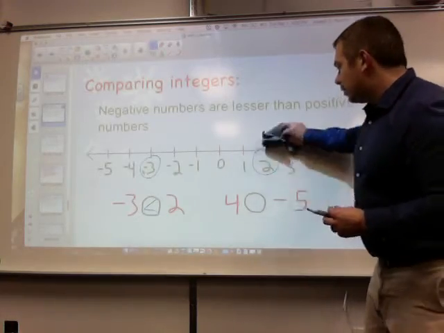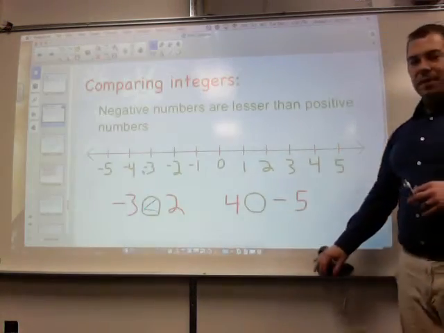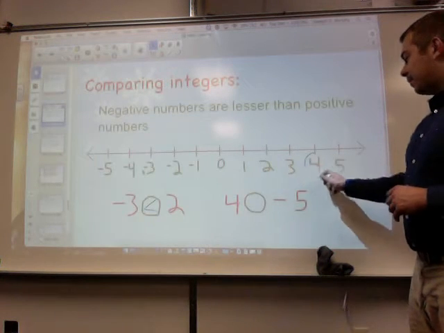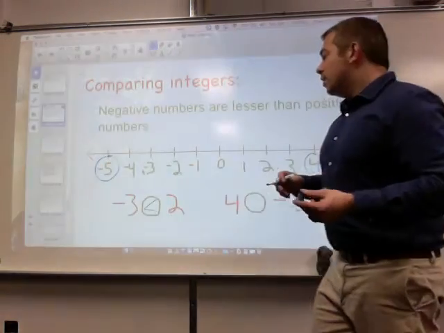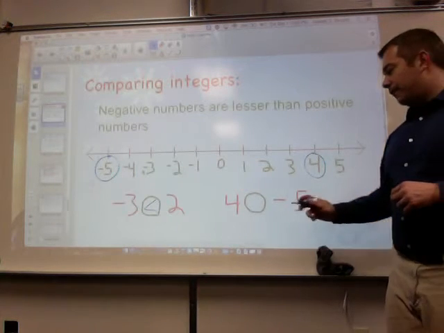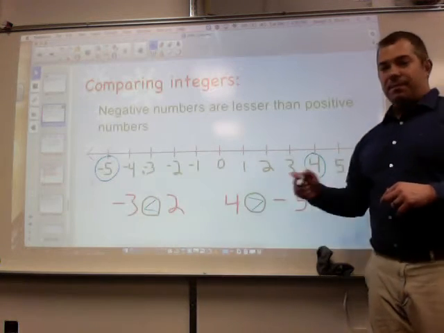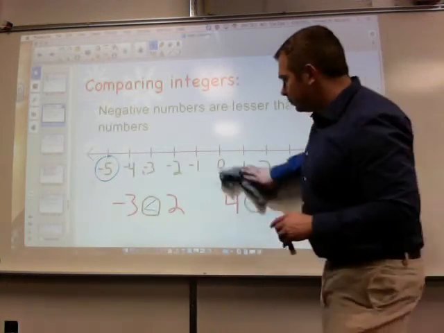All right. The next example I have up here is 4 comparing to -5. Well, 4 is a positive number right over here, and -5 is a negative number way down there. So 4 is clearly greater than -5. My lower number eats my bigger number, and there it is, comparing integers.